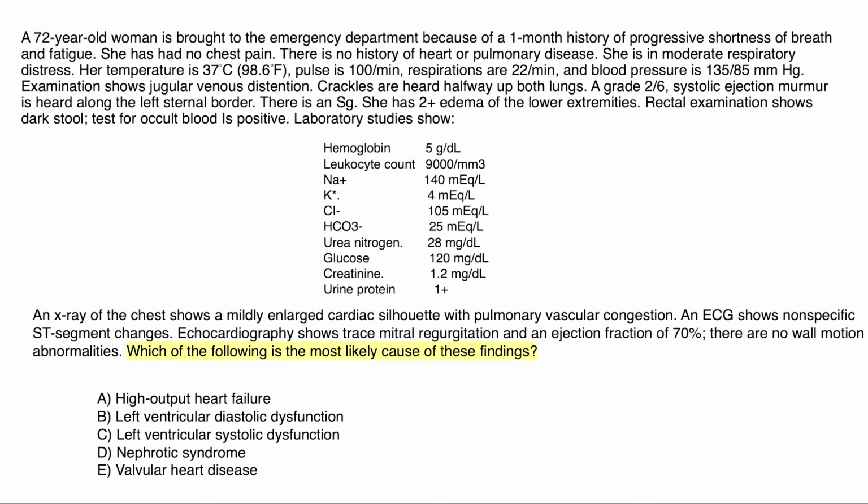So step 2, we jump to the last sentence. Which of the following is the most likely cause of these findings? This is what the examiner is looking for. We now know that we have to find the diagnosis. Step 3, skim through the choices. There are high output heart failure, left ventricular diastolic dysfunction, left ventricular systolic dysfunction, nephrotic syndrome, and valvular heart disease. These choices tell you that it is a heart problem, not a lung problem, and help us narrow down the differential diagnosis.